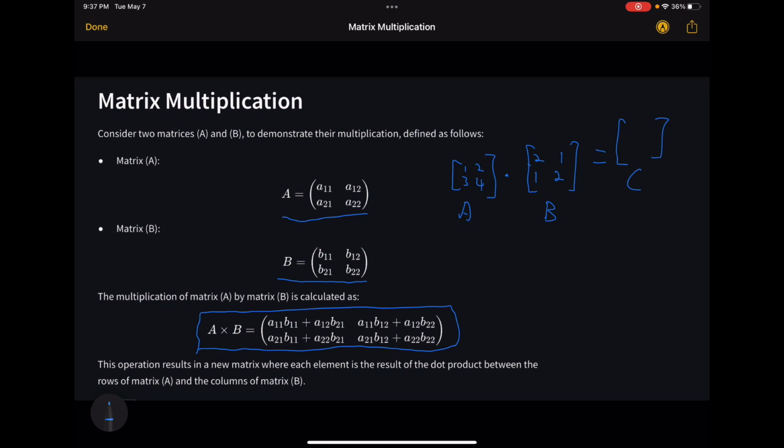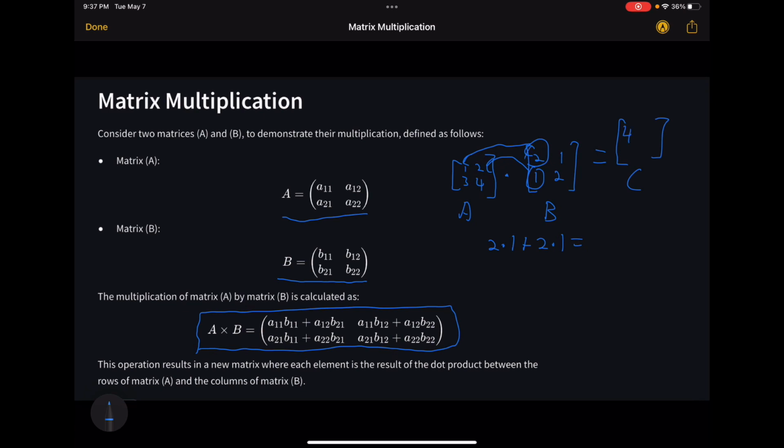First, we'll take this 2 times this 1, and then take this 1 and multiply it times this 2, and add those together. So it would look like this: 2 times 1 plus 2 times 1, which equals 2 plus 2, which is 4, and that value would go here.